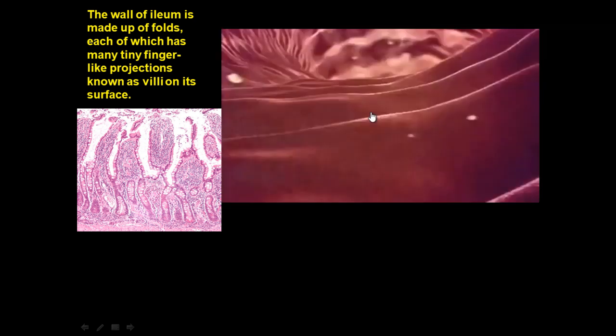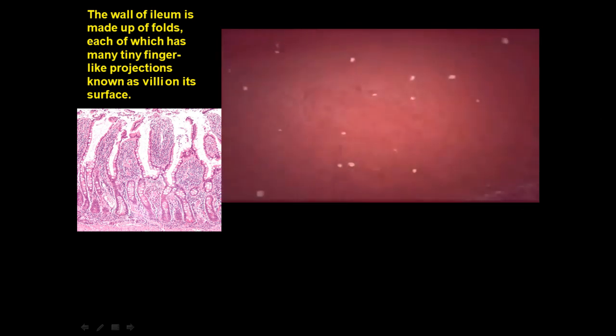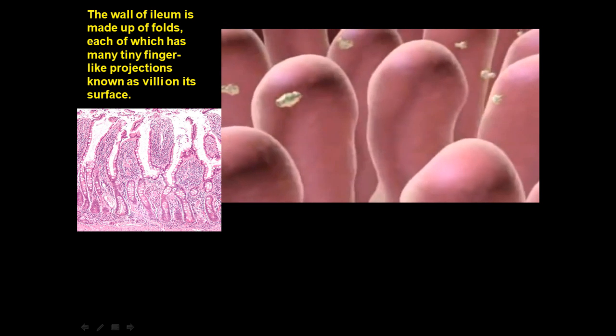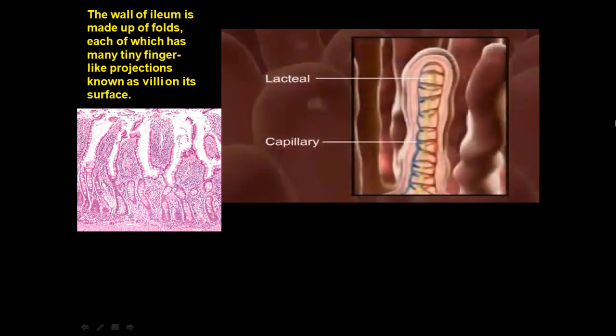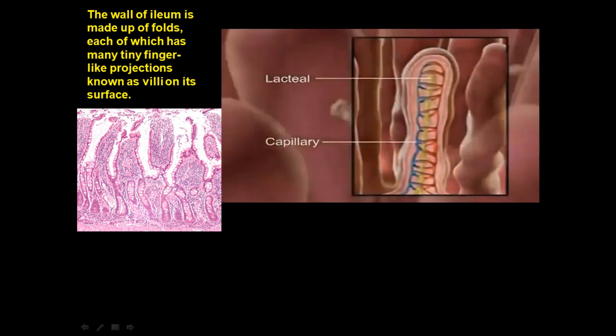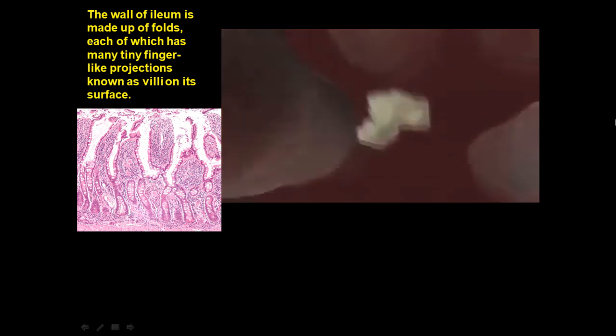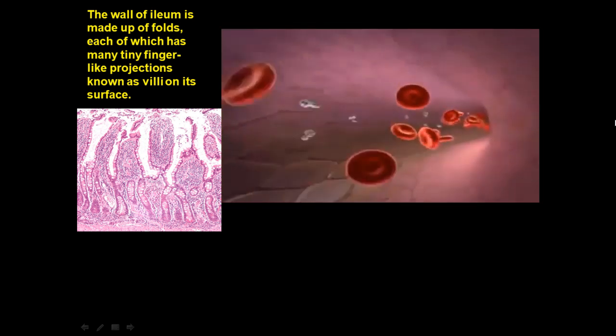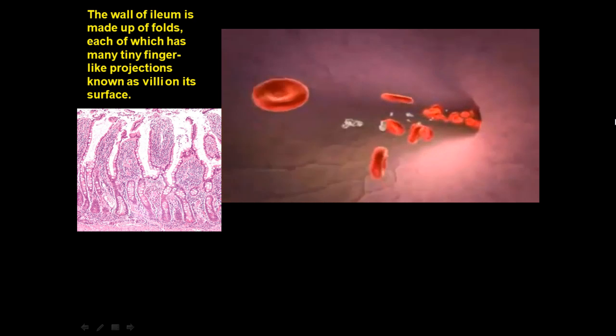The wall in the ileum consists of villi. The structure of villi are lacteal and capillary. Their function is to absorb nutrients and transfer them to the blood of our body.